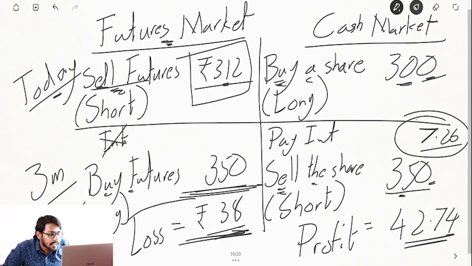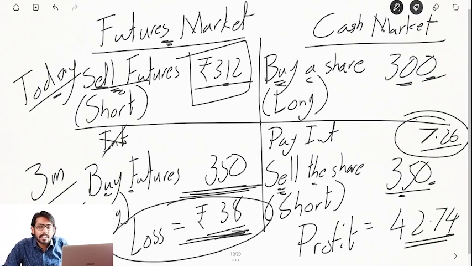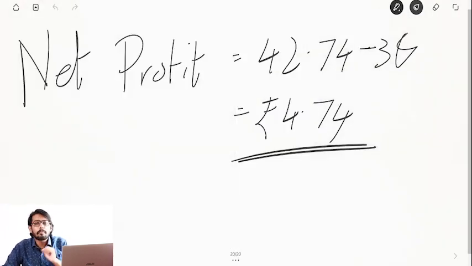This is the only cash movement. 312 is only a contract. Although you are selling it, it's only a button on your phone. No actual cash inflow or outflow is happening over here. When you are buying futures for 350, you don't have to pay 350. The 312 and 350 will be settled off and you will have to pay only 38 rupees. Understood? So you have a loss of 38, profit of 42.74, and a net profit of 4.74 rupees.